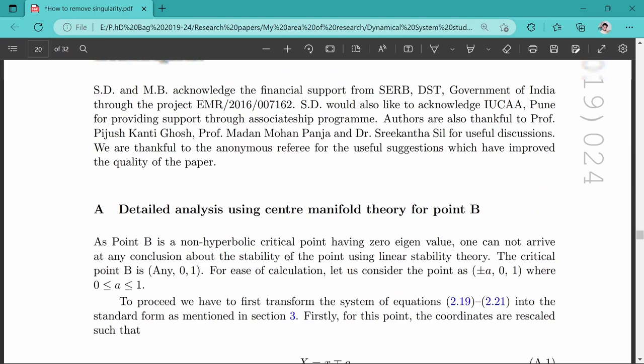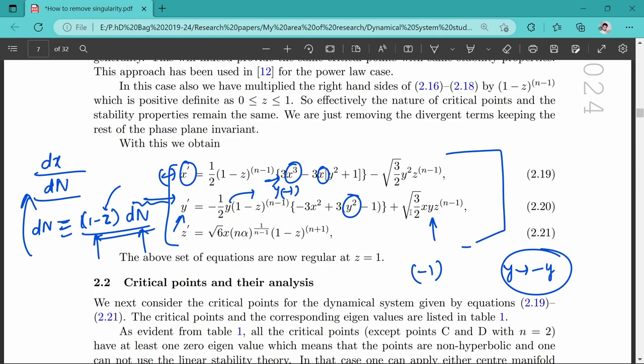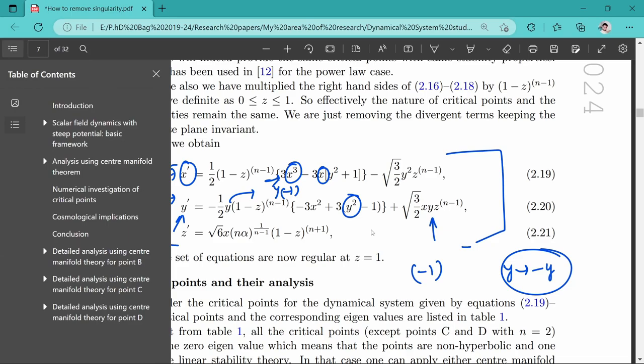So suppose you have the critical points, let us say B, because I had already told you that B, if you have any positive point, will always be unstable. Consider that x can be anything, y is 0, and z is always 1. This corresponds to the autonomous equation like this, because we have removed the divergence and we have to study these autonomous equations. So corresponding to B, x can be anything, y is 0, z is 1.